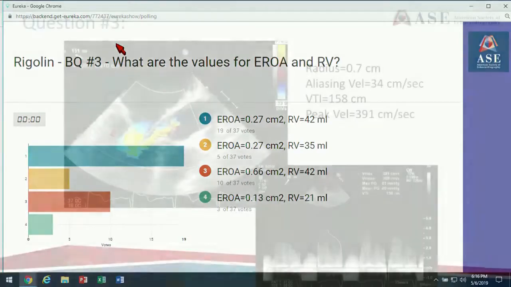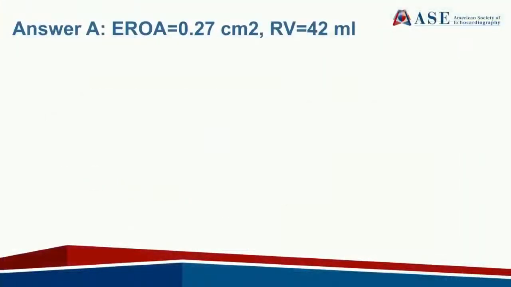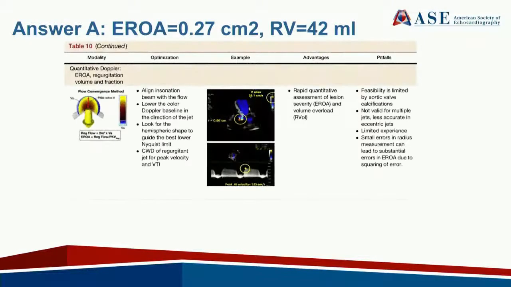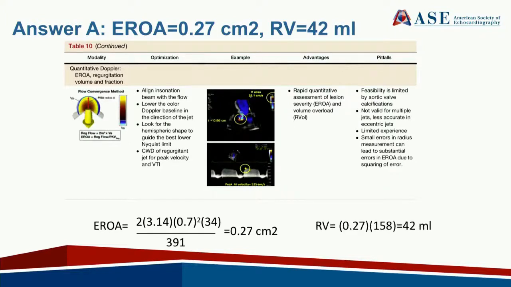All right, for the sake of time, let's go over what the correct answer is. So the correct answer is an ERO of 0.27 and a regurgitant volume of 42. So again, here are the different elements of what you need to do the calculation. And the ERO is 2 pi r squared times the aliasing velocity divided by the peak velocity. And if we put that all together, it's 0.27. And the regurgitant volume is the ERO multiplied by the VTI of the AI jet, which is 42 mLs.